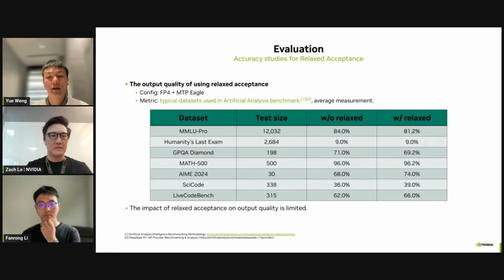That is our accuracy study of the relaxed acceptance. We still use MTP Eagle and the FP4 checkpoint. The metric here is the typical datasets of the Artificial Analysis benchmark. We can see that the relaxed acceptance has limited impact on the output quality. This feature is worth a try.